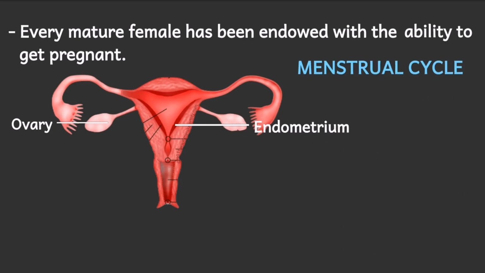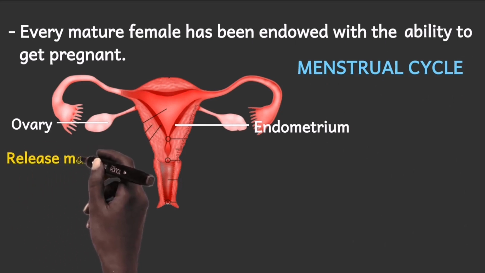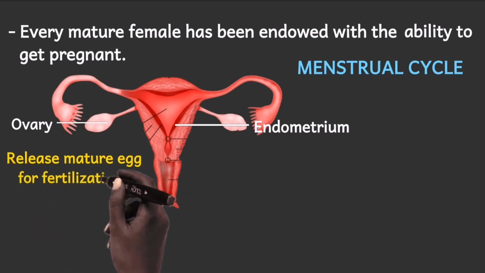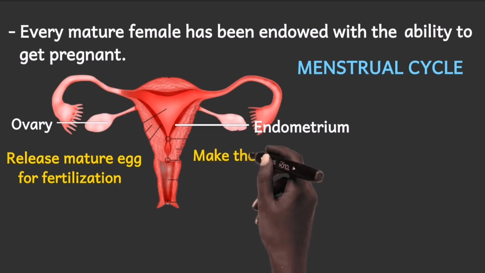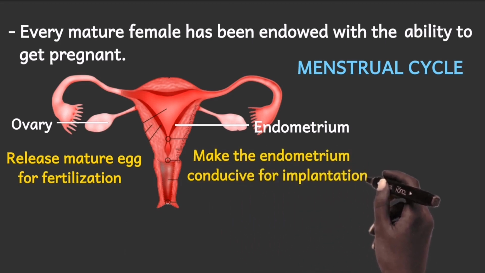The aim of the ovarian changes is to release a mature egg into the fallopian tube so that it can be fertilized by a sperm to form a zygote. And then the aim of the endometrial changes is to make the endometrium conducive for implantation by the embryo, which will subsequently become a fetus and then a baby.